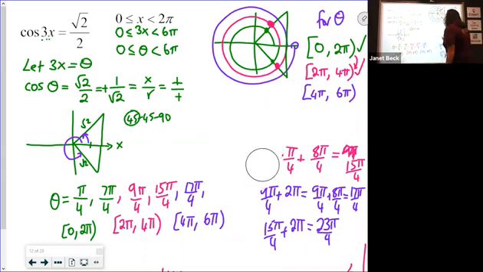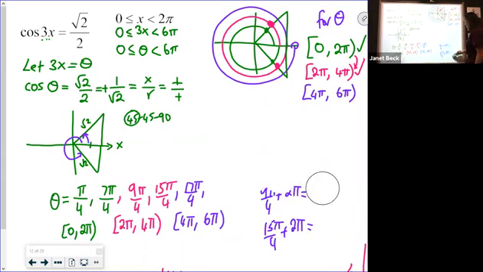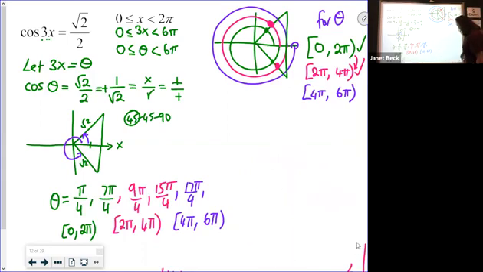This stuff over at the side, you can do that in your head if you want to. It's not important in your work. A lot of people can do that in their head, except I've just forgotten what it was. Oh, it's 15 pi over 4 plus 8 pi over 4, that's 23 pi over 4.